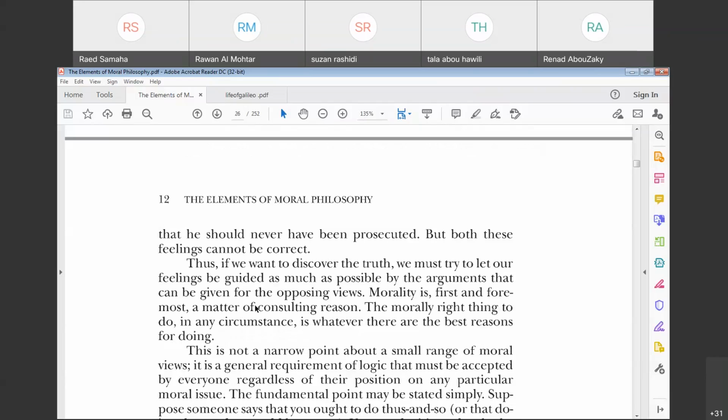So James Rachels, for example, puts it: if we want to discover the truth, we must try to let our feelings be guided as much as possible by arguments that can be given for the opposite views. Morality is a matter of consulting reason. So the idea here is that we should not remain entrenched in our narrow, perhaps emotional points of view, but we should try to look at the case using reason, using arguments, and addressing the issue, like baby Teresa's issue and other issues, from multiple points of view, from multiple perspectives.